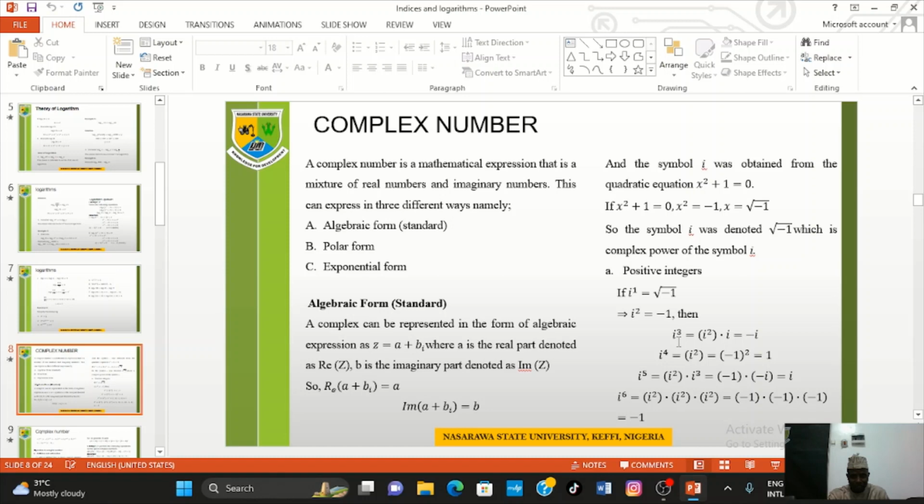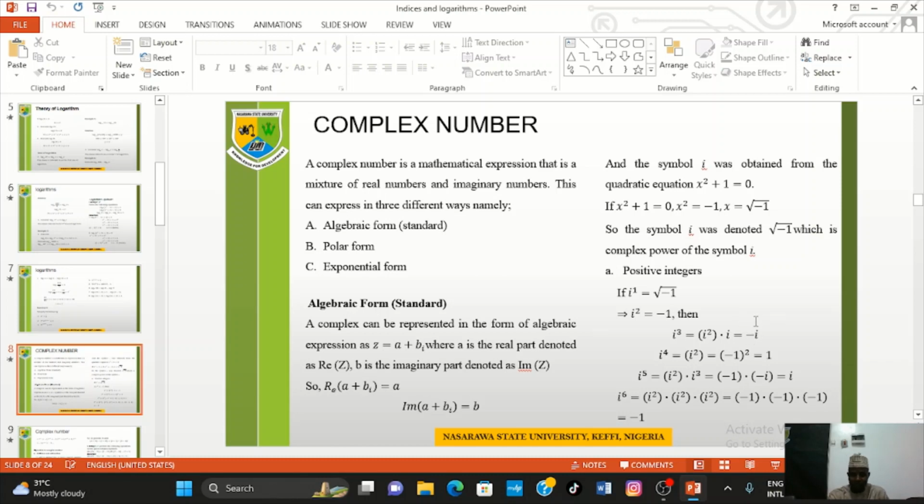Then i raised to the power of 3. This implies i raised to the power of 2, open and close, now multiplied by another i. And the result of i raised to the power of 2 now is what? It is minus 1. And minus 1 times i, the result will be minus i.